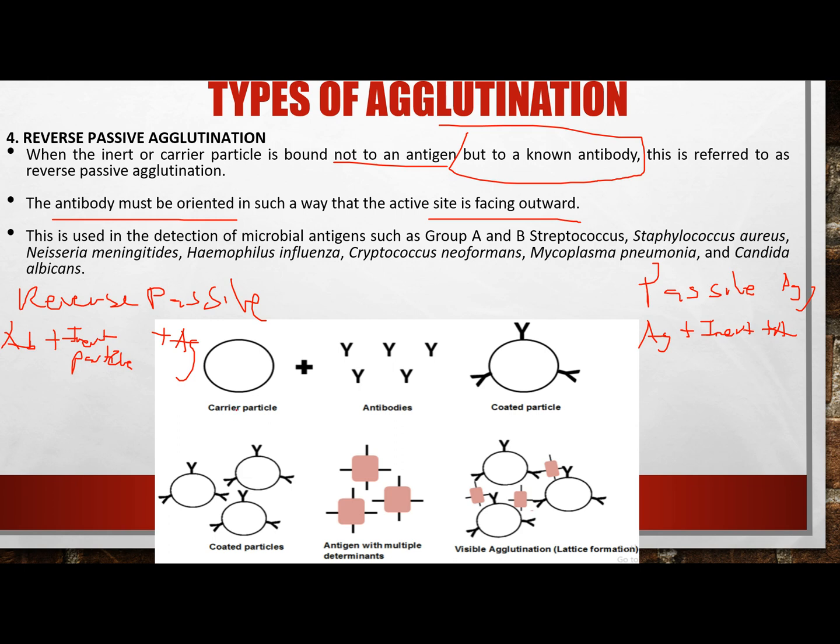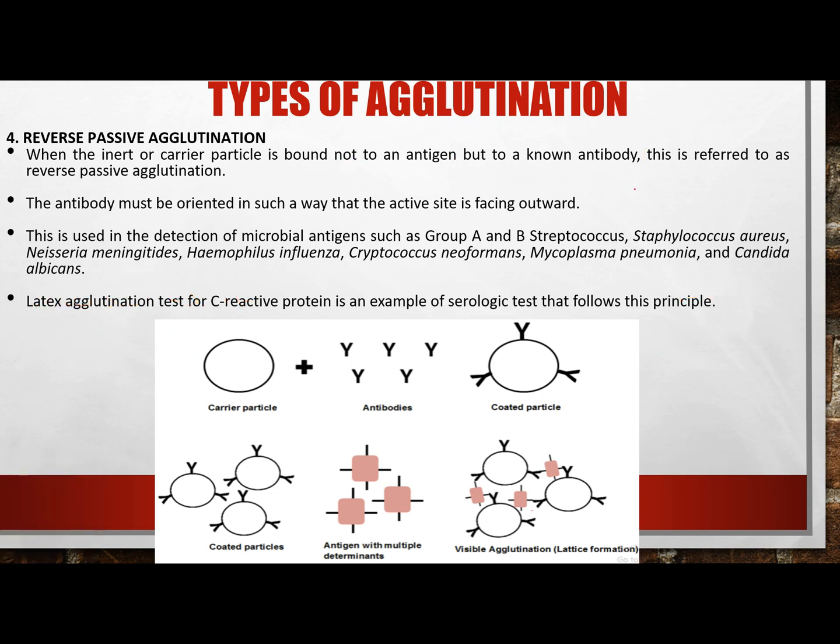So this is an illustration, class. Here we have your inert particle or your carrier particle plus antibodies. You will now have an antibody-coated particle. The antibody-coated particles now, class, will attach to multiple antigens with multiple determinant sites, forming visible agglutination. So do take note of that. The latex agglutination test for CRP, class, is an example of a test that follows this principle.